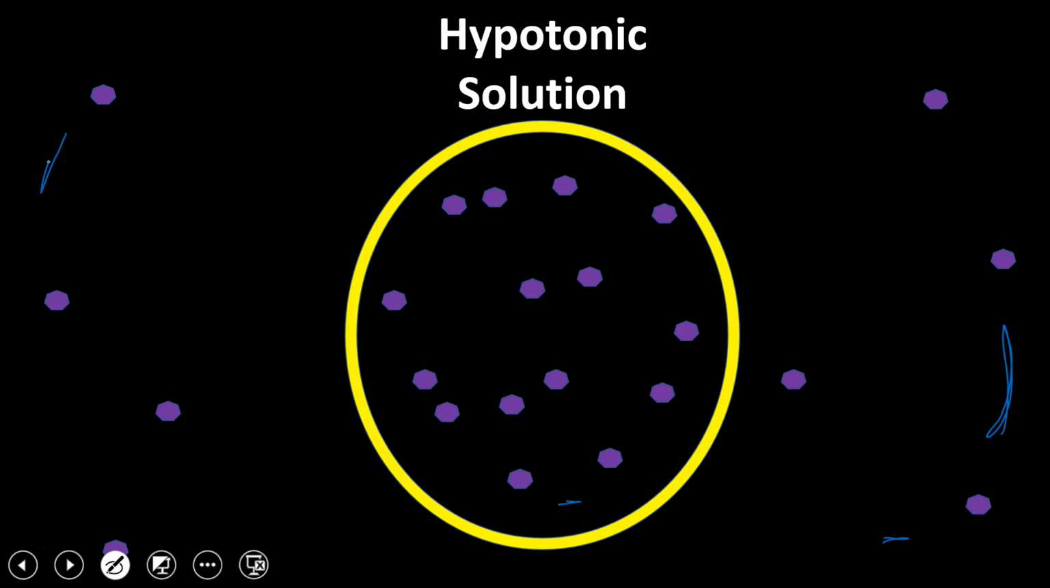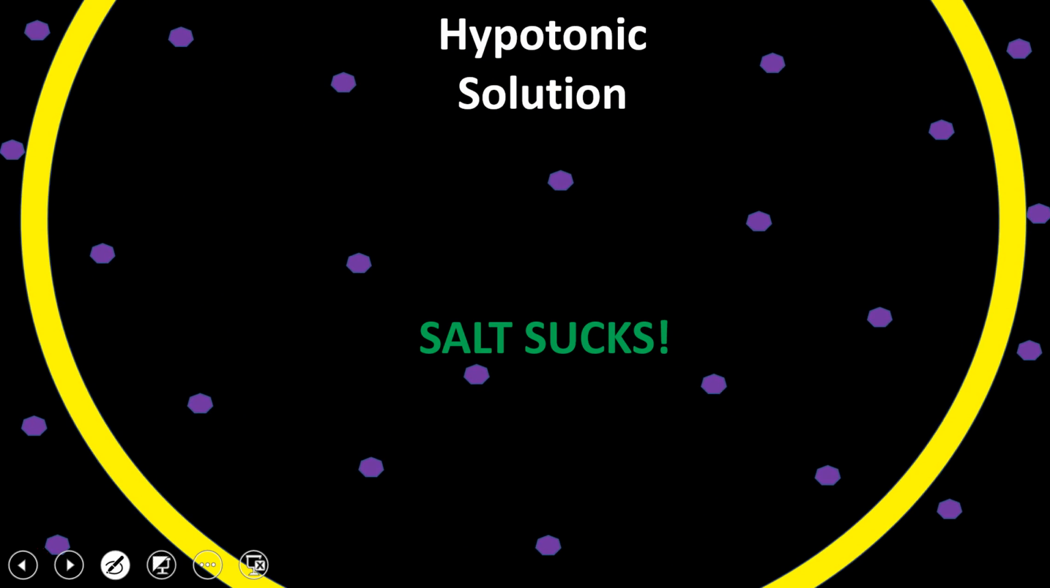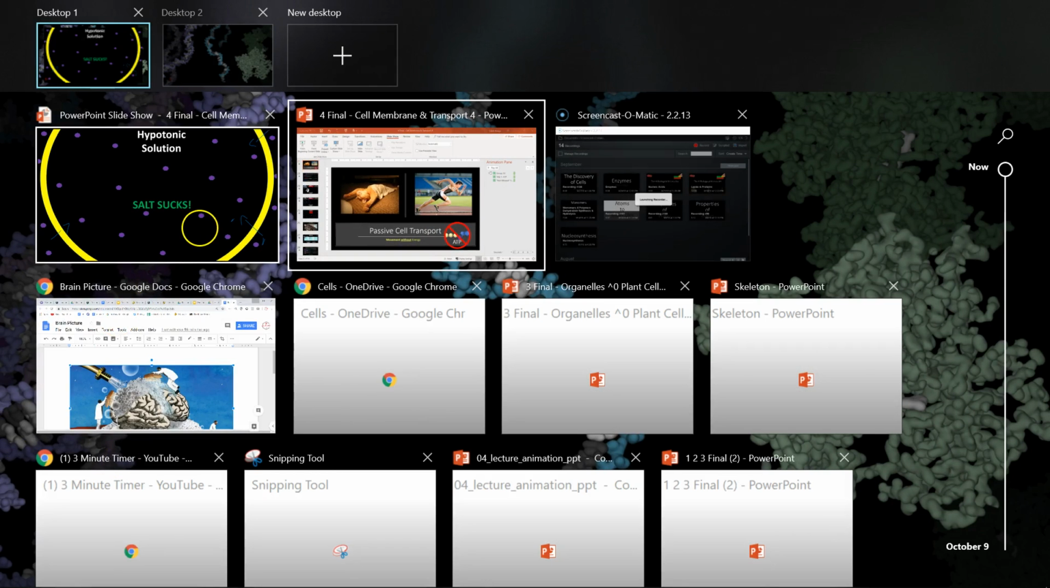Now, what's going to happen to this cell? Remember, salt sucks. So the salt is going to suck water into the cell, and that's going to cause the cell to actually swell up, okay? And why is that happening? Because the environment's trying to reach equilibrium. So it's trying to have the same concentration outside and inside, okay? Remember, a cell in a hypotonic solution is going to swell up because water is going to enter the cell, okay?